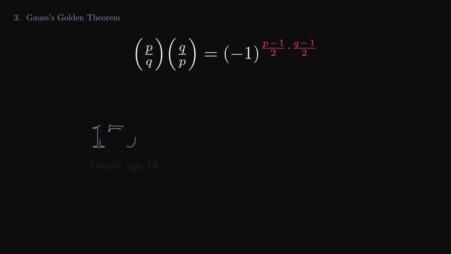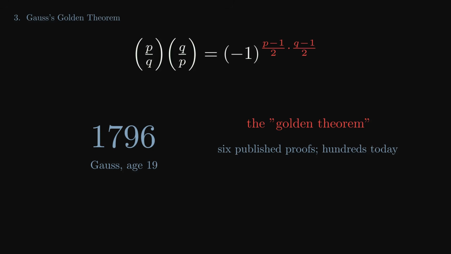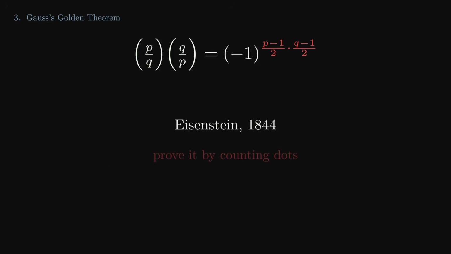Carl Friedrich Gauss found the first complete proof of this in 1796, when he was 19. He was so taken with it that he called it the Golden Theorem, and over his life he returned to it again and again, publishing at least 6 different proofs. Today, hundreds are known. We are going to follow one of the most beautiful, due to Eisenstein, that proves the whole thing by counting dots.